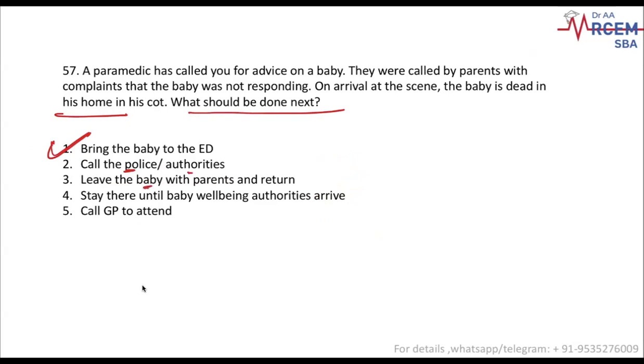Leave the baby with the parents and return home? Absolutely not. Stay there until the baby's well-being authority comes? No, they need to come to the emergency department as soon as possible. Call the GP to attend? Absolutely not. They should bring the baby immediately back. This is nothing but SUDIC, what you are having.